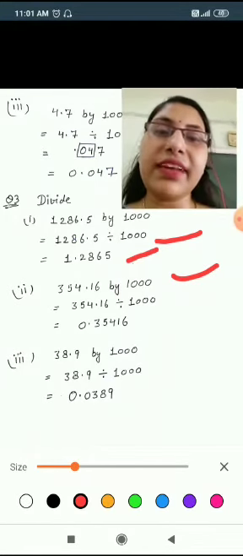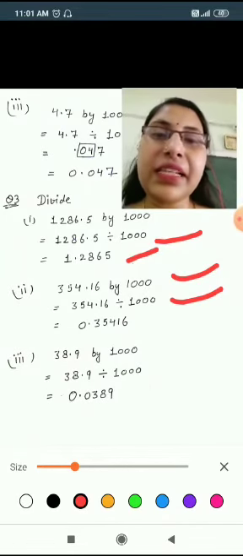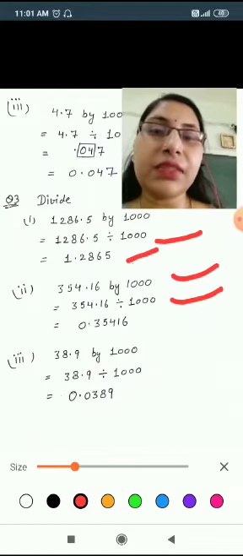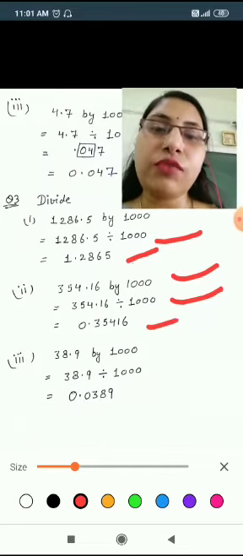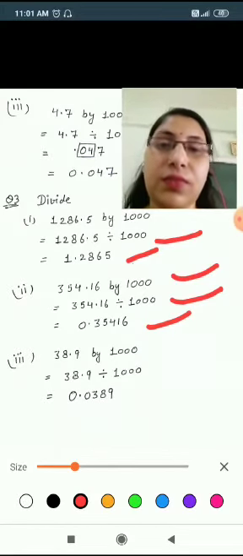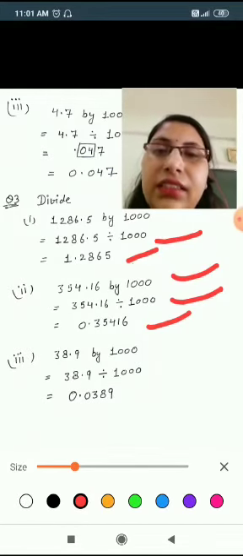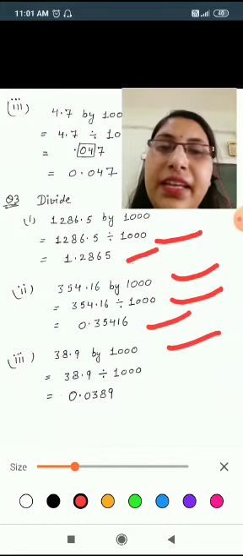Now the next question again, 354.16 is to be divided by 1000. So now the digits will remain the same because here 1 is there. Now because of the zeros, the decimal place will change. So count the 3 digits before the decimal and place the decimal before that. So we will get the answer 0.35416.